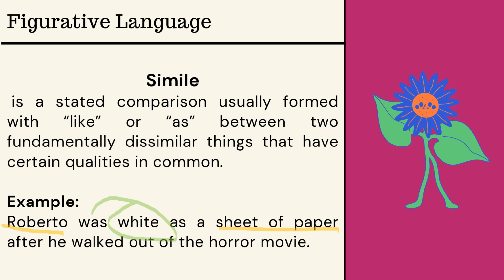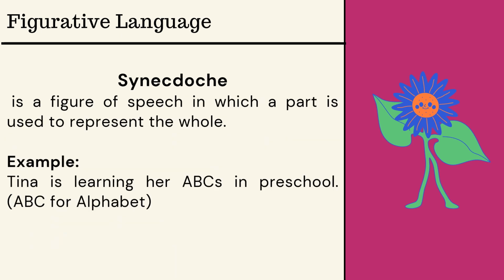Okay, like she is as beautiful as the stars. Like, boys, the things that you say to the girls you're courting: you are as beautiful as the moon. You're like the rose. Things like that, using as and like, simile. And I believe the last one we have is synecdoche.